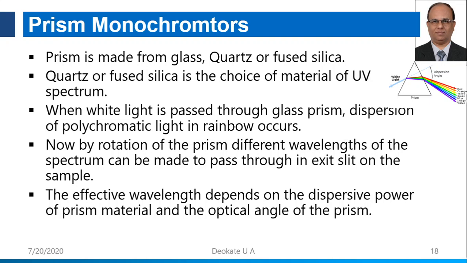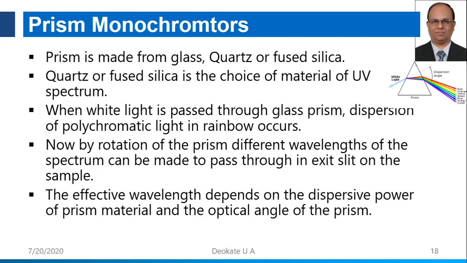But glass and quartz are not transparent to IR radiation. So specially designed prisms of alkali earth halides are used. Sodium chloride, sodium bromide, such types of material are compressed to form the prism, and that prism is used to disperse the IR radiation. The principle is the same: there is a dispersion of radiation when it passes through the prism.